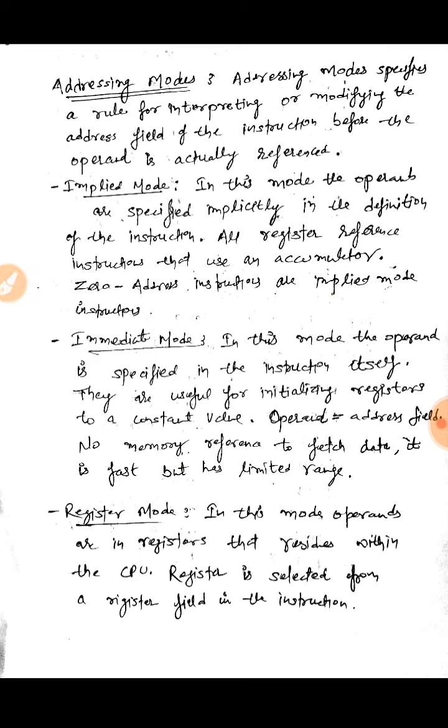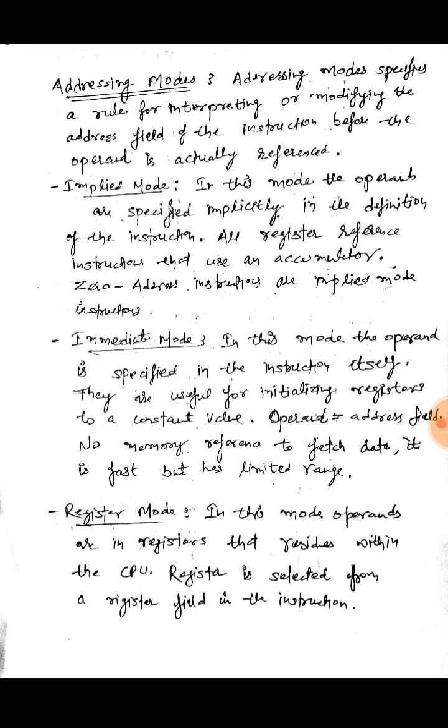Okay, then we have the immediate mode. In this mode, the operand is specified in the instruction itself. They are useful for initializing registers to a constant value. The operand is equal to the address field. No memory reference to fetch data is used in this. It is fast but has a limited range.